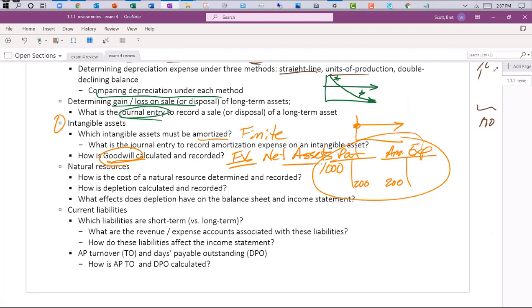So if I'm paying $1,000, see, the assets were, let's say, 500, and the liabilities were 200, right?